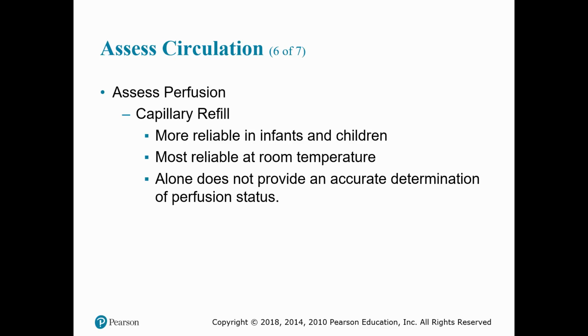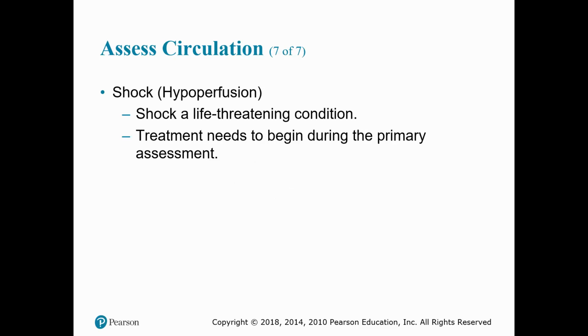Talking about shock, shock is a very life-threatening condition, and treatment needs to begin immediately during the primary assessment. If you have a significant mechanism of injury, altered mental status, or severe bleeding, assume that patient is in shock. Control anything seriously bleeding that you can. If possible, splint any bone or joint injuries, but only if it does not delay transport. Do not ever delay transport to splint bones or joints.